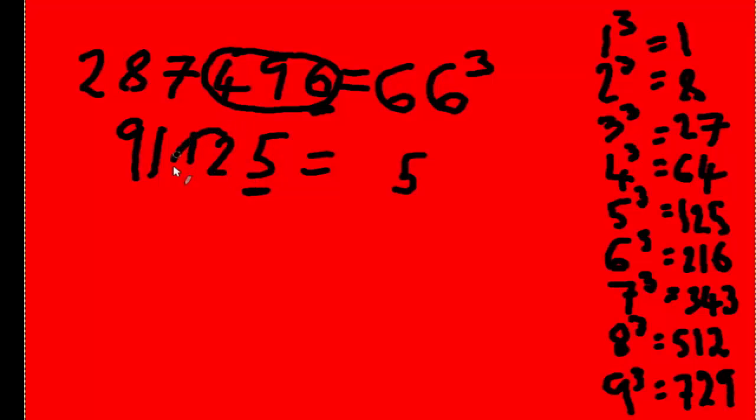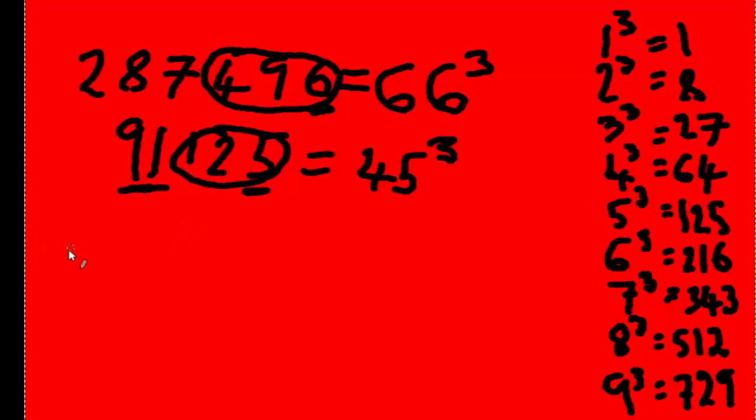Then ignore the last 3 numbers and just look at the first 2. Well, 91 appears in my list between these two. Always round down to 64, go across 4. I know it's going to be 45. 45 cubed is 91,125. And it's done.